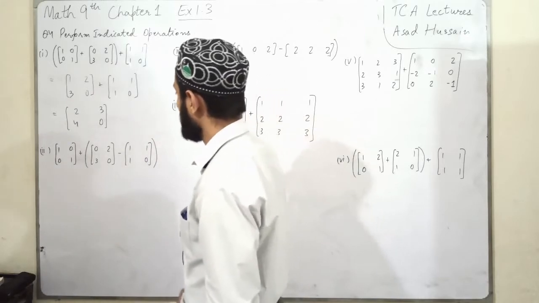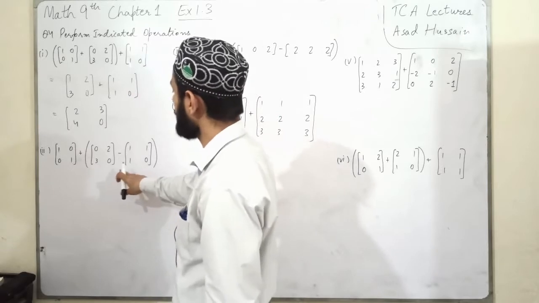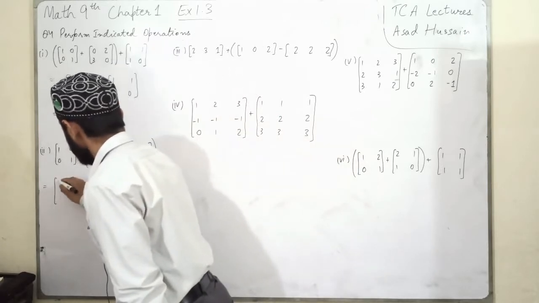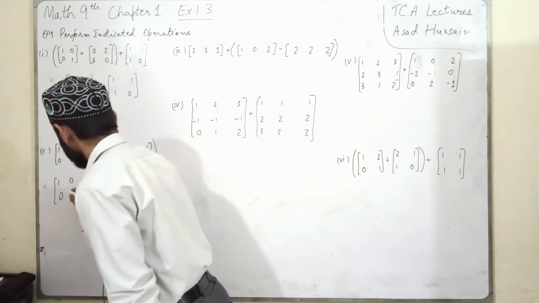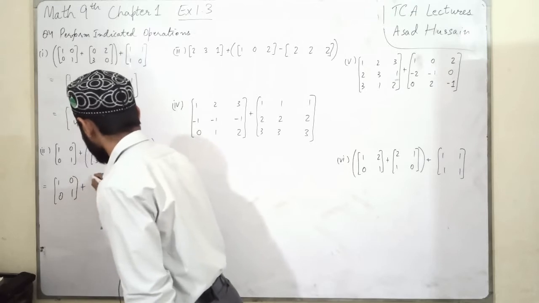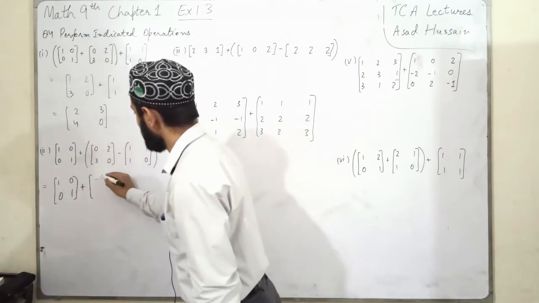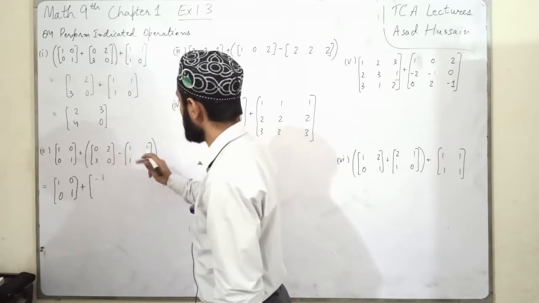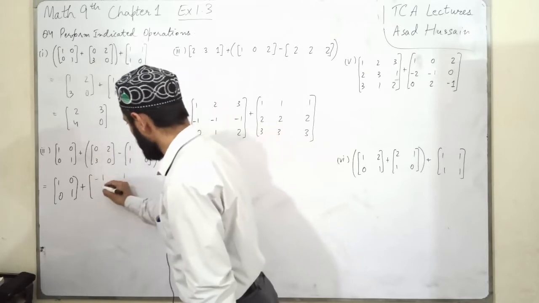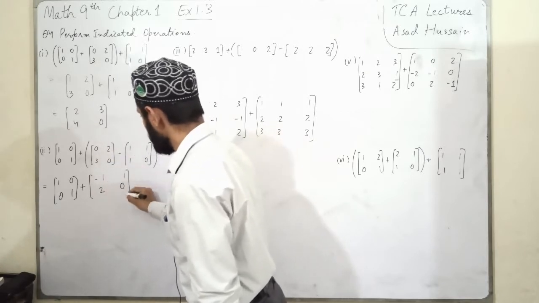In this, these two matrices are in the parenthesis, so we will solve these two matrices first. Writing the third matrix as it is and performing the indicated operation in the parenthesis, we have 0 minus 1 is equal to minus 1, 2 minus 1 is equal to 1, 3 minus 1 is equal to 2, 0 minus 0 is equal to 0.